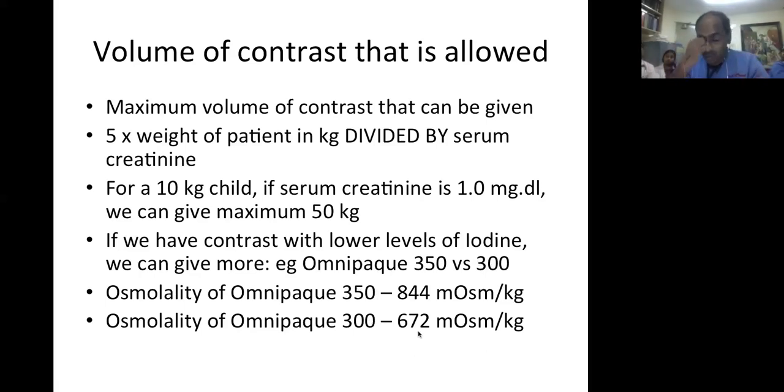Some of the operators will change it by just diluting the Omnipaque, for example about 4 ml of Omnipaque plus 1 ml of saline, and then inject. That is actually not a very sound technique. The reason being, the image quality will go down, and the amount of contrast opacification will come down. So if it is possible to get the lower concentration Omnipaque, that will be much more useful.